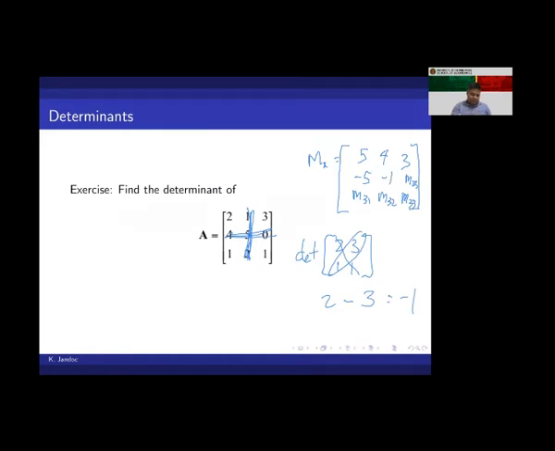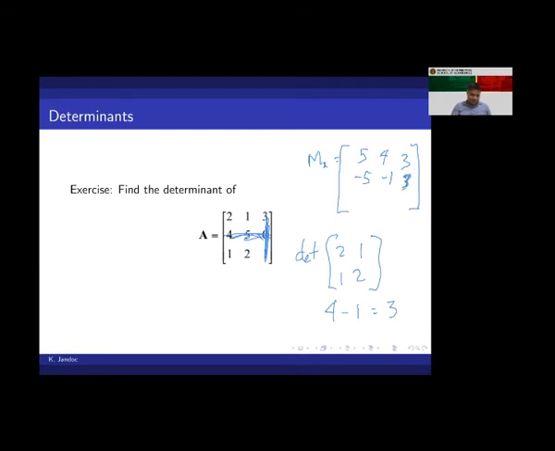And then for this entry, I'll erase all of this. For this entry over here, I have to delete the second row and the third column. So I'm left with 2, 1, 1, 2. And so the determinant of that is 4 minus 1. This is 3.